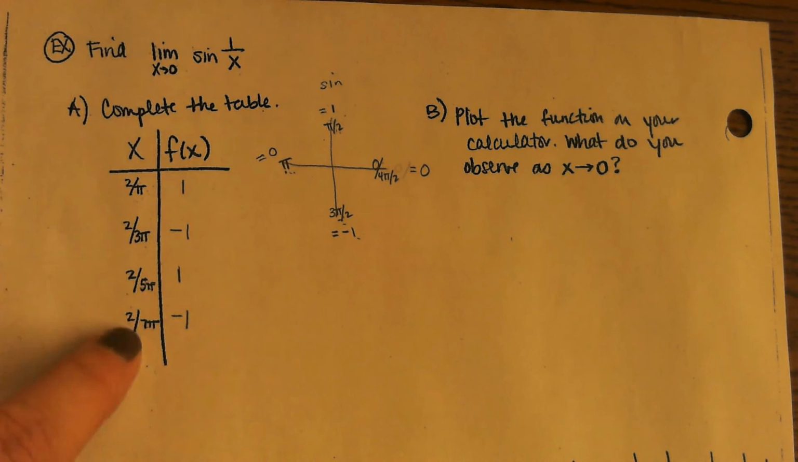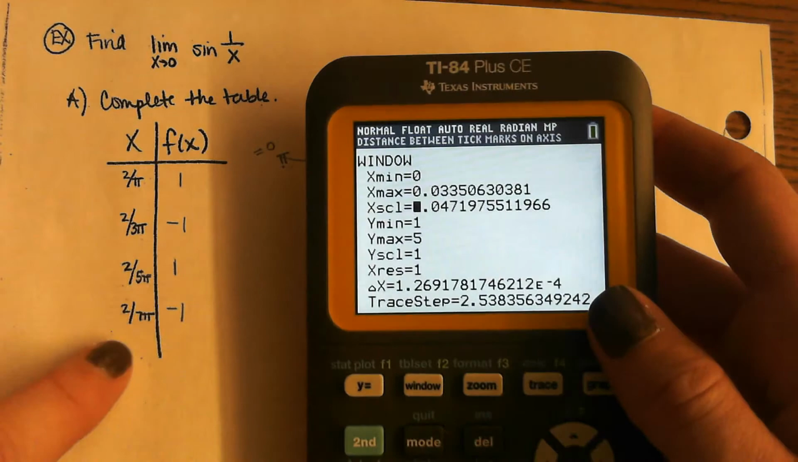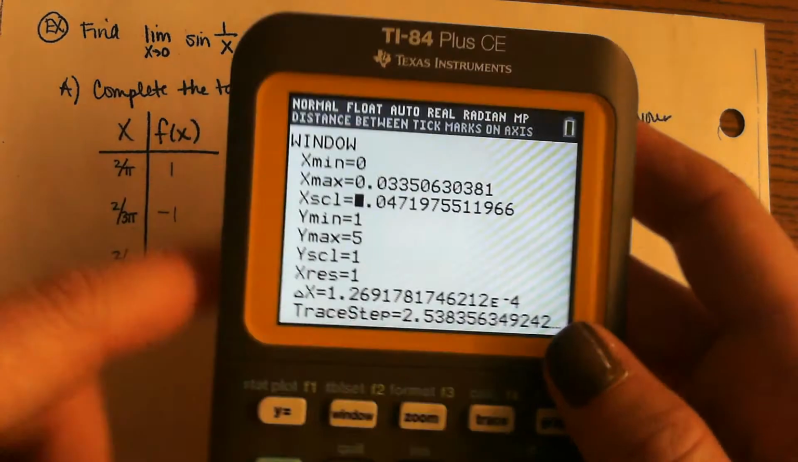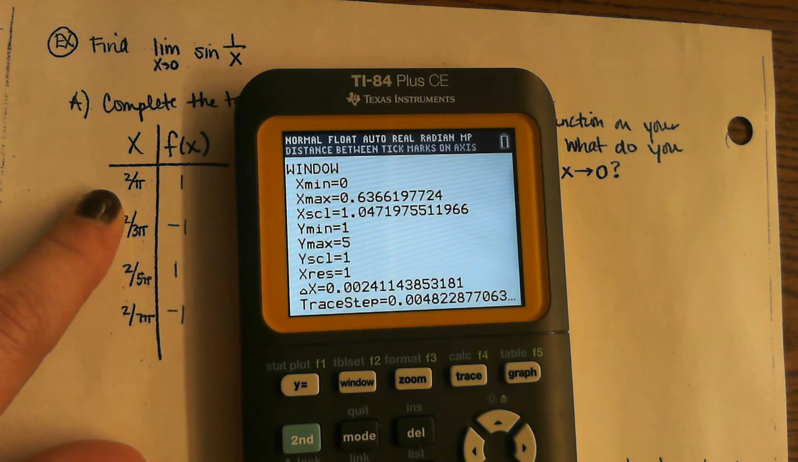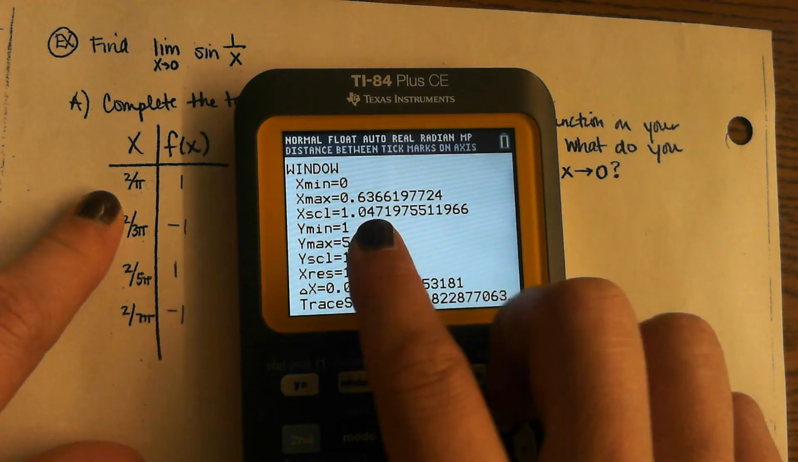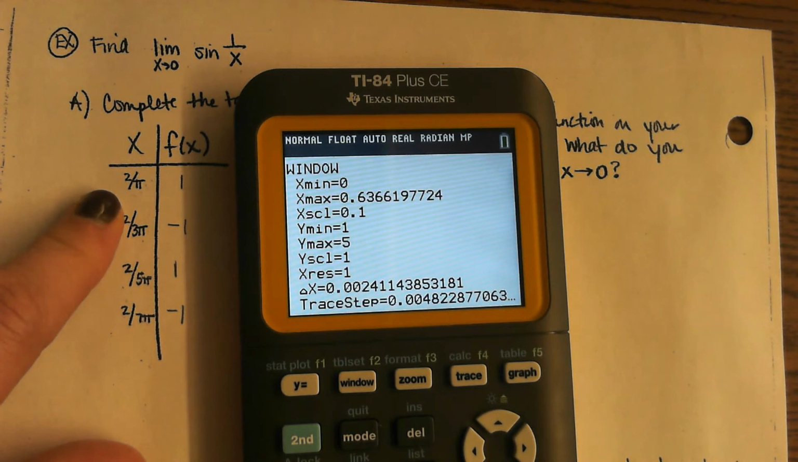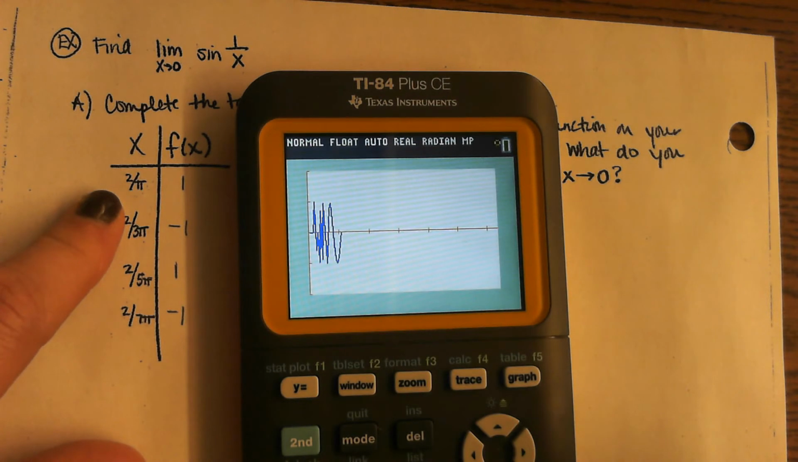Because these numbers are getting smaller, right? Wait a minute, let's think about this. 2 over 19 pi is teeny tiny. You follow? So I'm actually going to go from 0 to 2 over pi. I don't know what I'm going to count by. I'm going to count by 0.1s just for fun. My y min and y max I'm going to make negative 2 to 2. Okay, is that fun? Not at all.